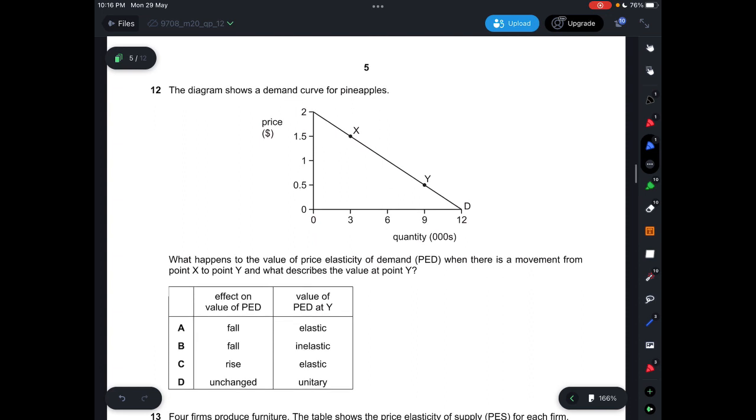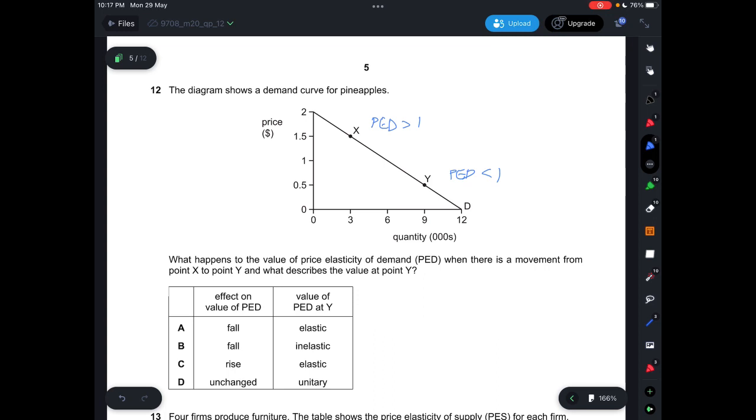Question 12. The diagram shows the demand curve for pineapples. And what happens to the value of PED when there's a movement from point X to point Y? And what describes the value at point Y? So the higher the point on the demand curve, the more elastic the PED. So this one would be like PED more than 1. And if it goes down, the PED will then decrease. And in this position, it's most likely that the PED is less than 1. So the effect on the value of PED would be a decrease.